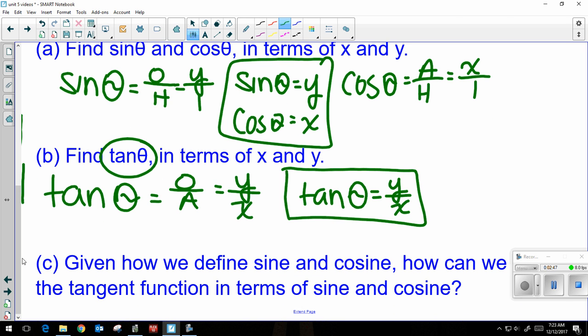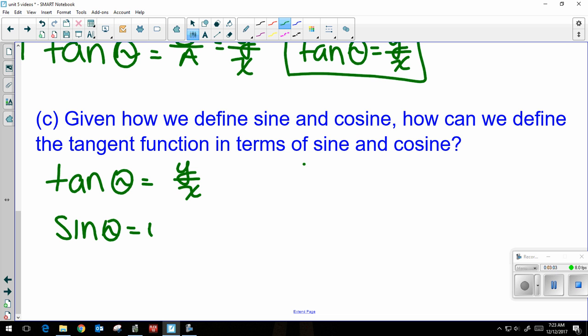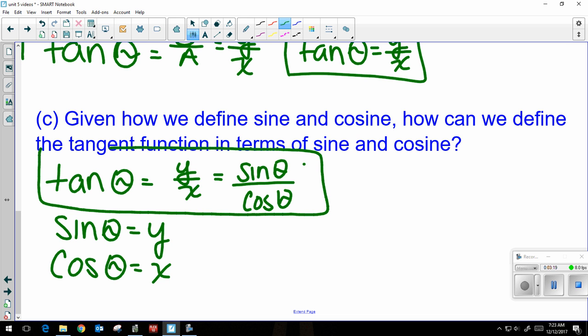Part C, given how we define sine and cosine, how can we define the tangent function in terms of sine and cosine? Well, in part B, we said that tangent theta was equal to y over x. In part A, we said that sine theta was equal to y and cosine theta was equal to x. So that means by substitution, tangent theta is equal to sine theta over cosine theta. So that's how you're going to remember tangent theta, y over x or sine over cosine.